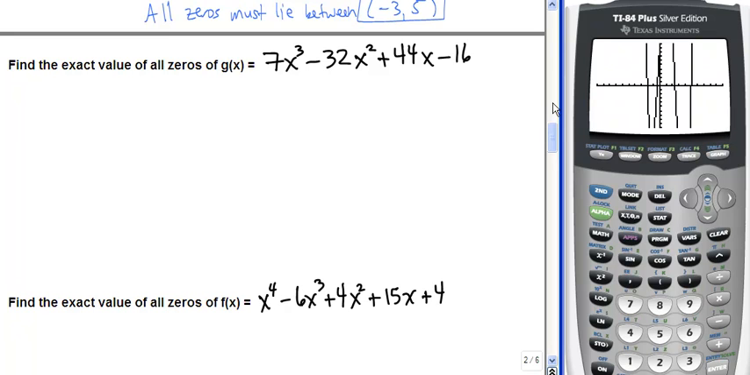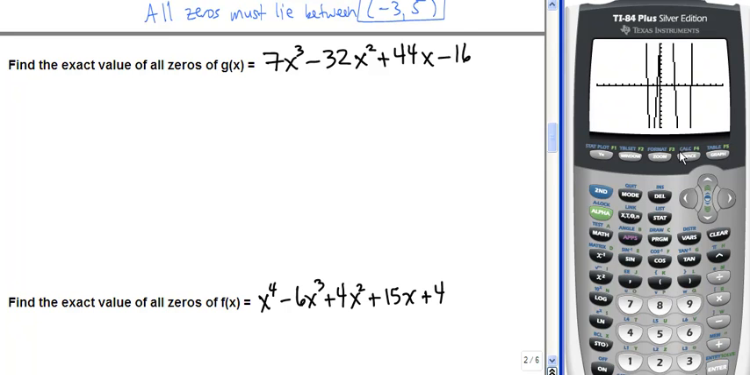Okay, let's try some more examples. So we're going to find the exact value of all zeros. Now if you see that phrase, exact value, that means you're not allowed to use your calculator, because the calculator is going to be giving you approximations when you use that zero command that's under calc. So we want to be able to try and find these zeros exactly, which means trying to do it algebraically, solving something, or using synthetic division.